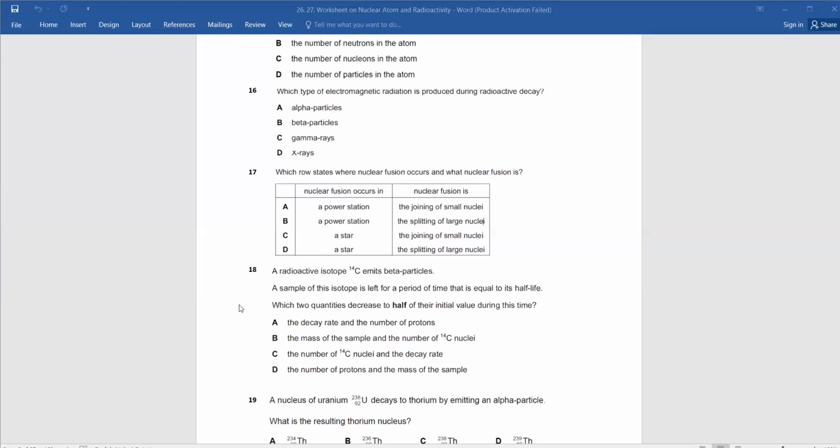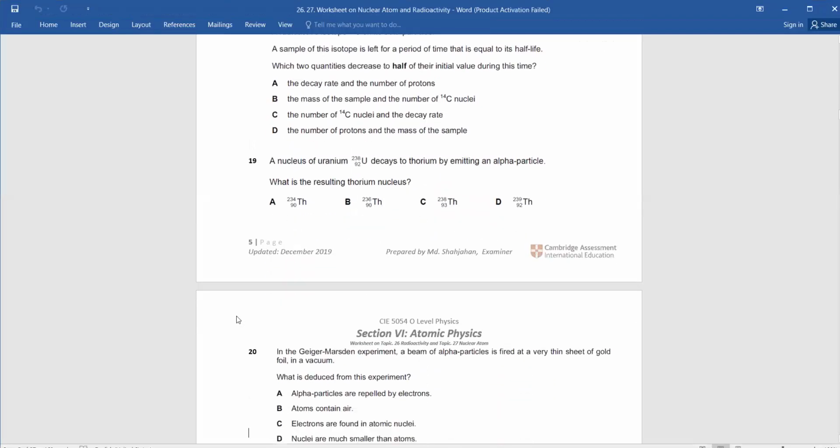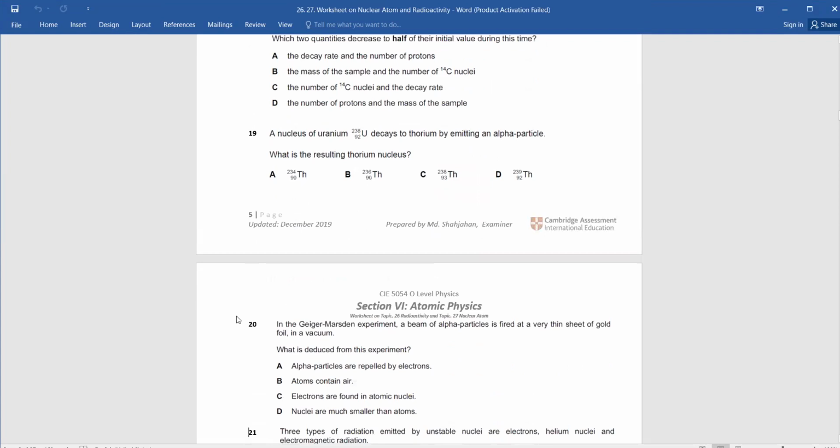The nucleus of uranium. I will take it. A nucleus of uranium decays to thorium by emitting an alpha particle. What is the resulting thorium nucleus?